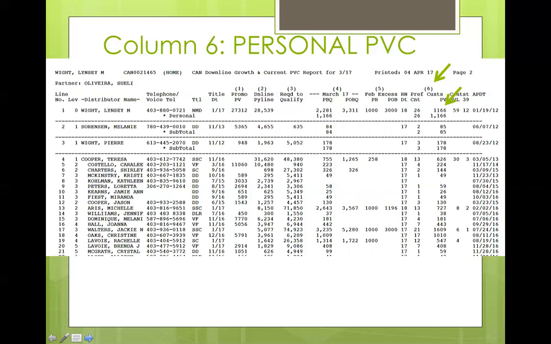I mean, other than promotion, I worry about the end of the month as far as getting those promotions done, but I don't worry about qualifying my business. Oh my gosh, that's ridiculous. So a good number for column 6 is 1,600 PVC. You want to shoot for 1,600 PVC for that column 6. And that's really what we want to duplicate.